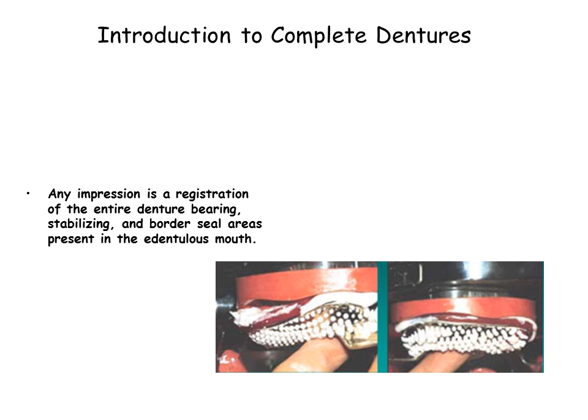A preliminary impression is an impression made for the purpose of diagnosis or for the construction of a tray. A final impression is an impression for making the definitive master cast. The master casts are used in constructing the dentures.